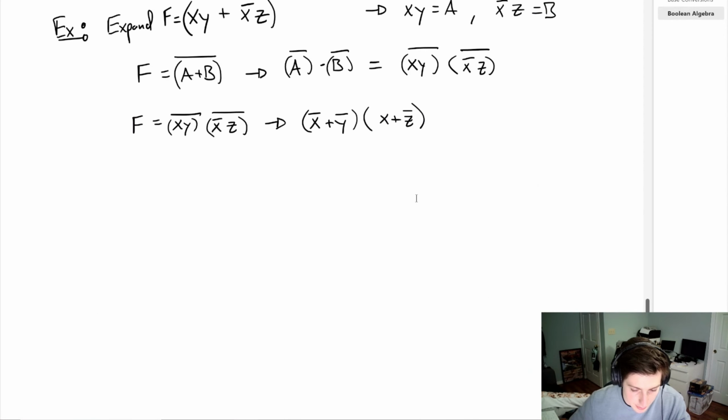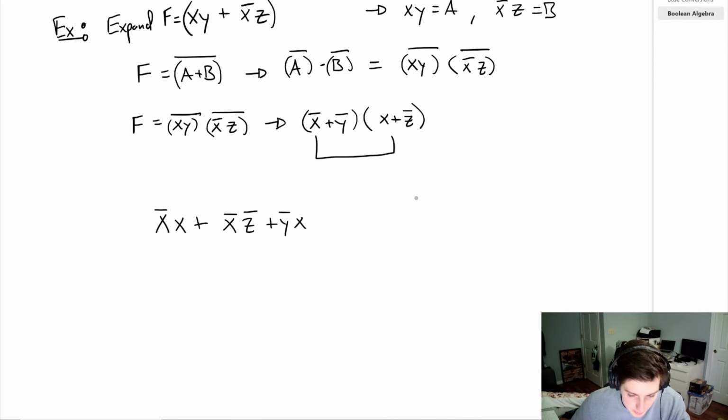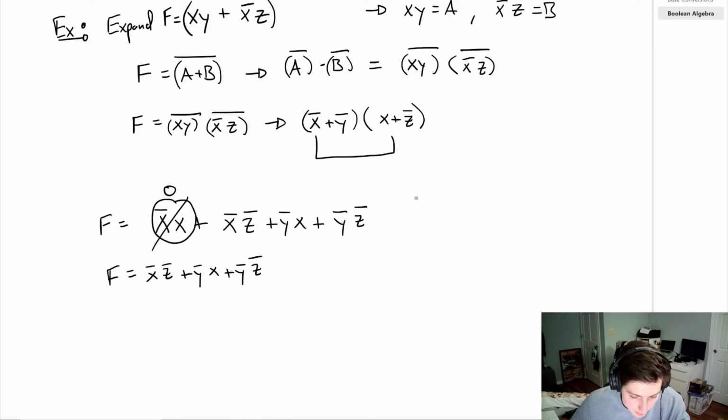So coming back to this term here, we can first expand our terms. So we get x bar x plus x bar z bar plus y bar x plus y bar z bar. That's what f is going to be equal to. Again, we can look at this right here, and this is going to be equal to 0. So f is simply equal to x bar z bar plus y bar x plus y bar z bar. And that is how we can expand our original function.